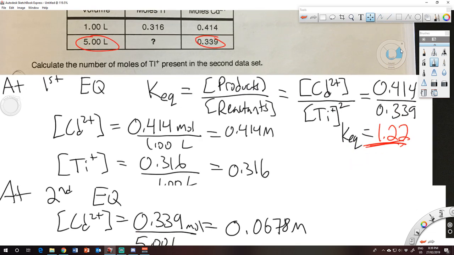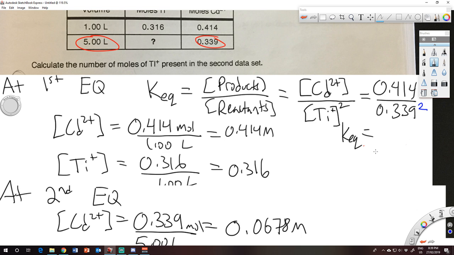Alright, so this is actually not correct. I forgot to square the titanium concentration. Let's highlight that in a slightly different color so you guys can see my mistake. There we go. Okay, let's recalculate KEQ. I knew something was fishy.